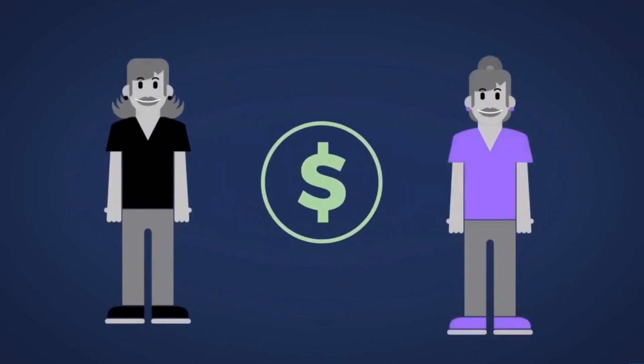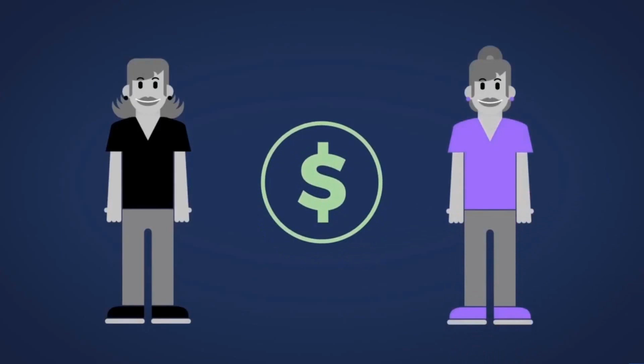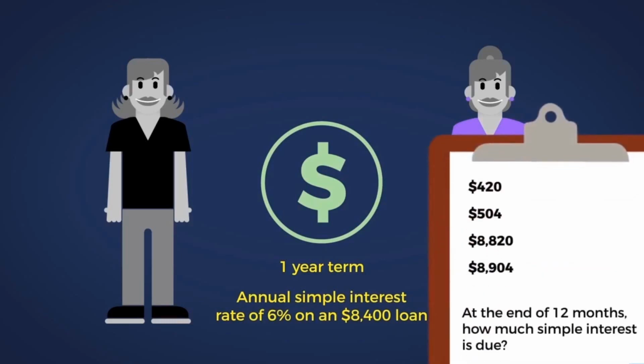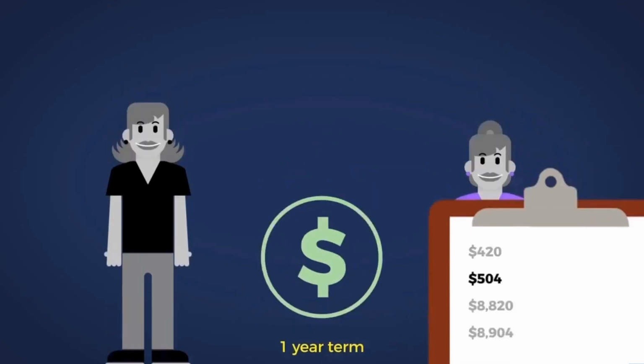Carla arranged for a loan from a friend to purchase some upgraded equipment and supplies. After discussing terms, they agree on a 1-year term and an annual simple interest rate of 6% on the $8,400 loan. At the end of 12 months, how much simple interest is due? We have two possible answers based on the numbers in the scenario, but the question wants to know how much simple interest is due, $504, and not the total amount due at the end of the term.